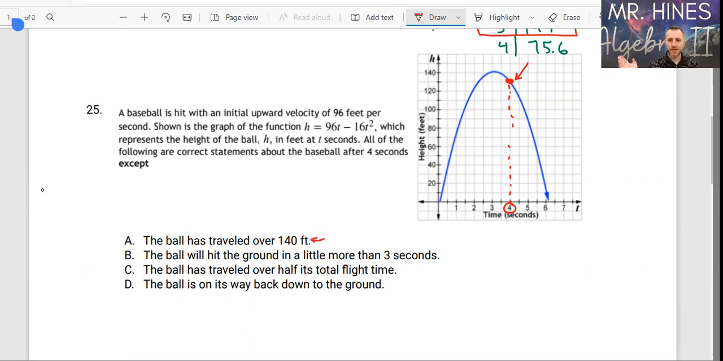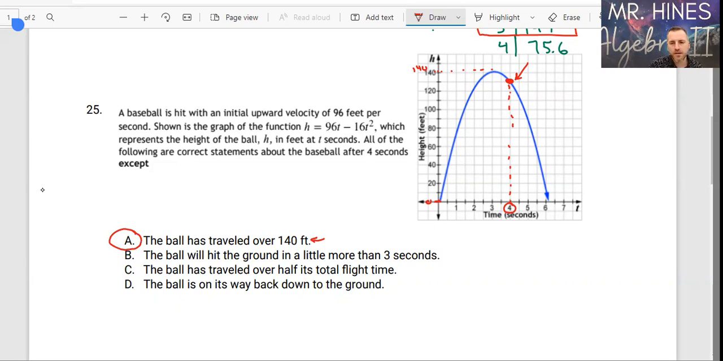Okay, horizontally, we don't know. This is only telling us about the height. So let's look at the height. It started at 0. Then where did it get to? It got up over 140 feet. Well, how did it do that? It has to travel at least 140. And now it's traveling back down. So it's even traveled further than that, more like 150. So I'm going to say, yes, it has traveled 140 feet at least.